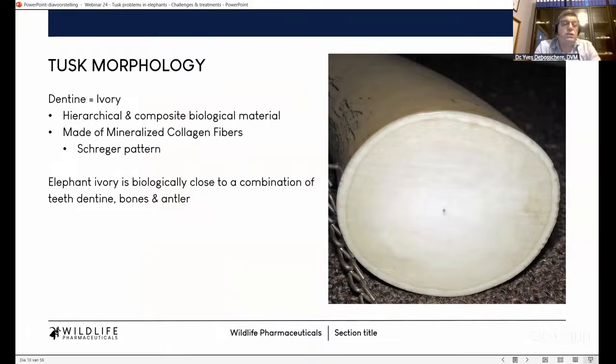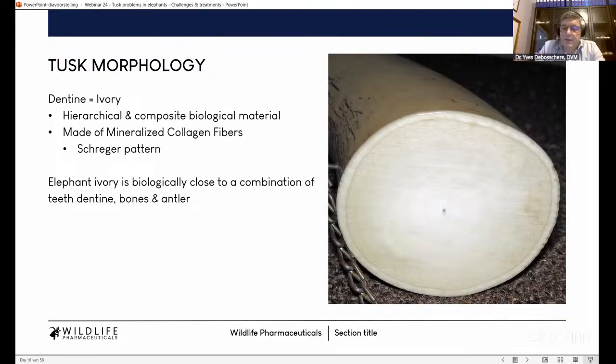The tusk morphology: dentine, it's the ivory, like I already said, and it's a very hierarchical composite of biological materials. So it's made of mineralized collagen fiber, where you can see this pattern. These convex lines that you see, that is a very, very compact mineralized collagen fiber. When it's set, it's very, very compact, and that gives the typical aspect of ivory. The ivory itself is very close to a combination of teeth, dentine, bone, and antler because it has to serve like that.